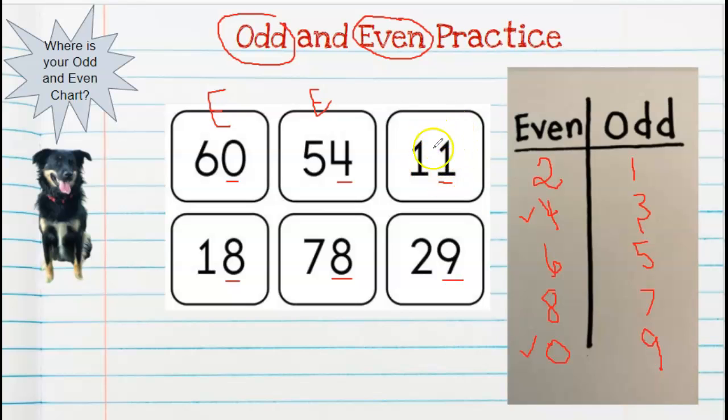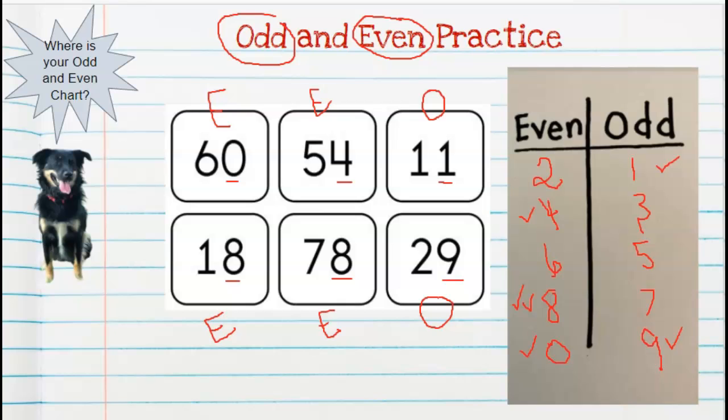11. Remember, I'm only looking at my ones place. My 1 is right here in the odd, so I know this is odd. 18, I'm looking at my ones place, which is an 8. 8 is in the even category, so I know 18 is even. I have 8 again, which means 78 is even. And then over here, in my ones place, I have the number 29, and in the ones place is the number 9, which is in the odd category, which means that that number is odd.